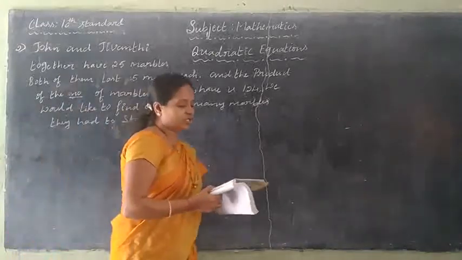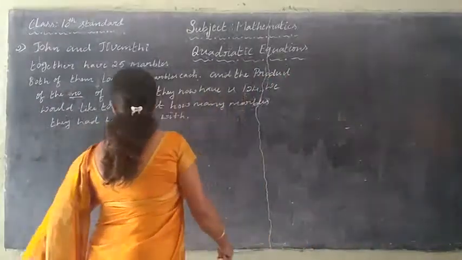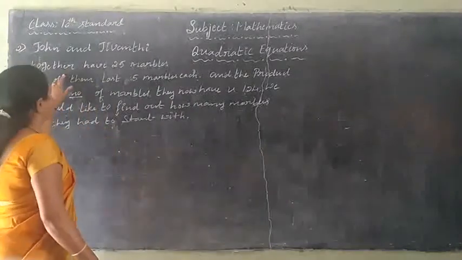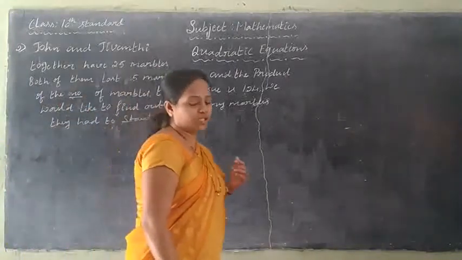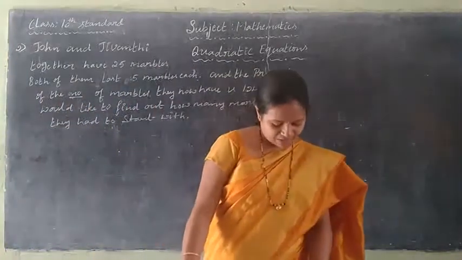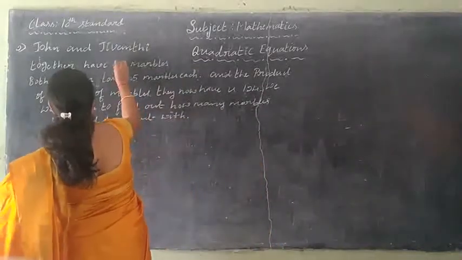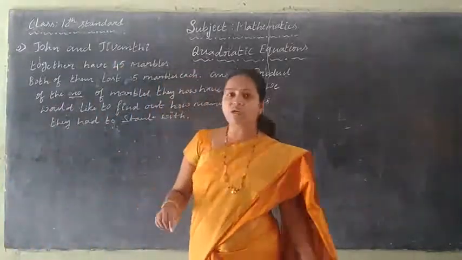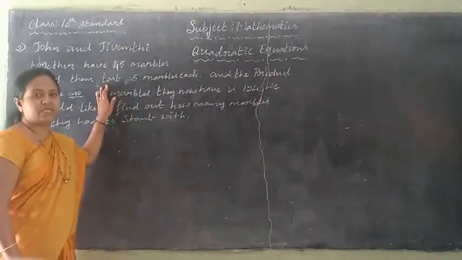Okay, listen now children. There are 2 persons, one is John and one more is Jivanti, isn't it? Together they have 45 marbles, not 25, 45 marbles. Both of them lost 5 marbles each.